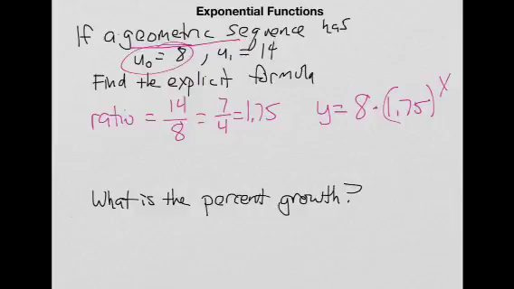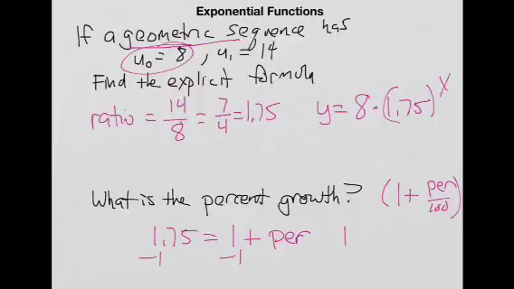But in this case, just as a quick remember, percent growth is always going to be 1 plus your percent over 100. So in this case, my ratio is 1.75, and this is actually 1 plus whatever my percentage is as a decimal. So if I subtract 1, I'm going to get my percent is 0.75, or 75% growth.